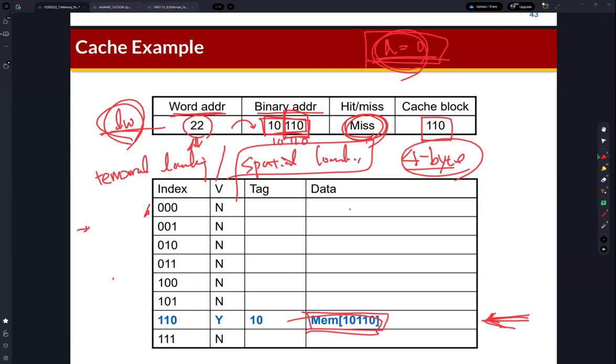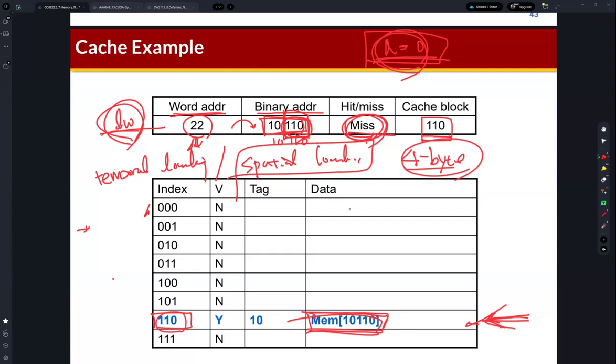So in this example, the cache block size is 4 bytes. It's a word. So it's a miss, and the index of this data is 110, the lower 3 bits. So when the data is fetched from the low level cache or main memory, the data is stored in the cache entry indexed by 110.